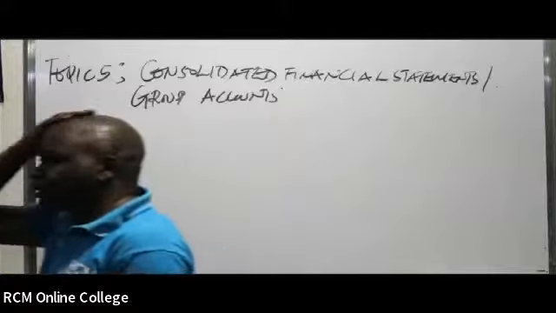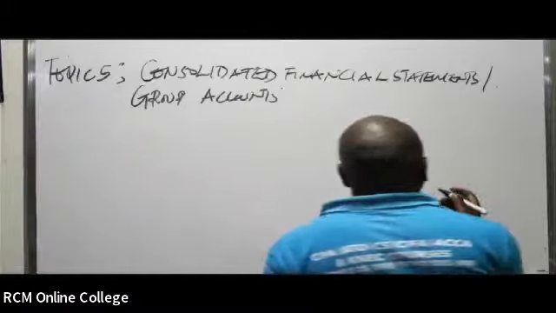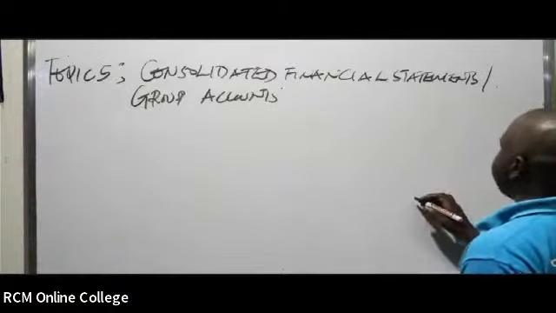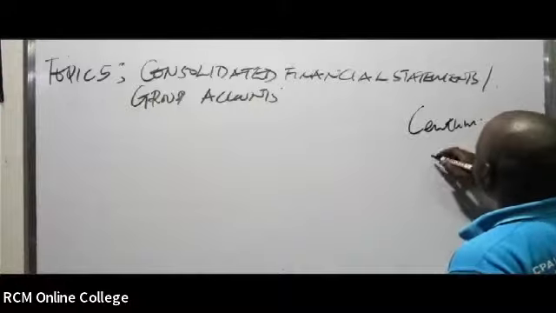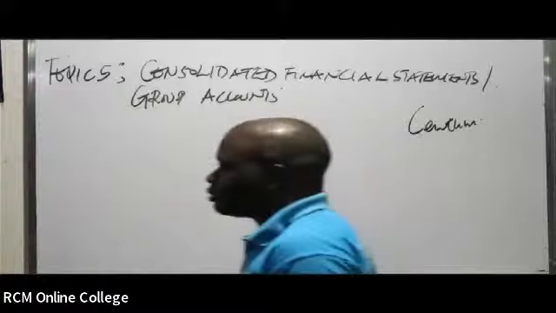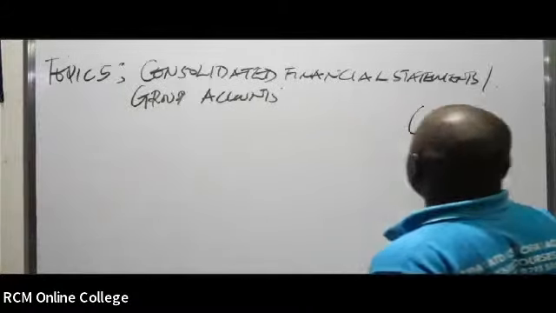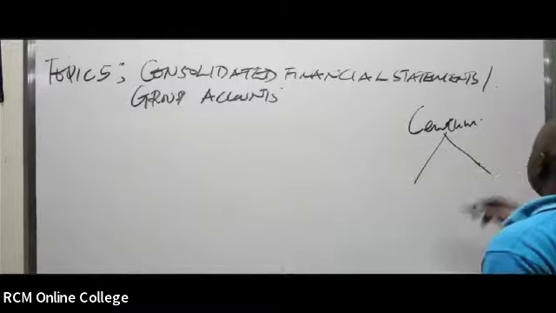So ideally, what is group accounts? Group accounts will arise in a situation where we have a company that has actually acquired what we call subsidiaries. So you can have in this case company A, so maybe it can be Centum. Centum has been able to make acquisition of shares in a number of companies. It can be able to control the affairs of a number of companies.